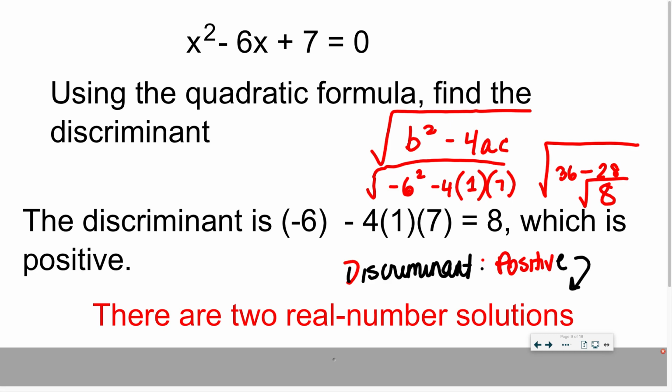So our positive discriminant represents two real number solutions. And you don't have to write down every single calculation here, as long as you know that b squared minus 4ac is the discriminant. You'll be able to make those connections.